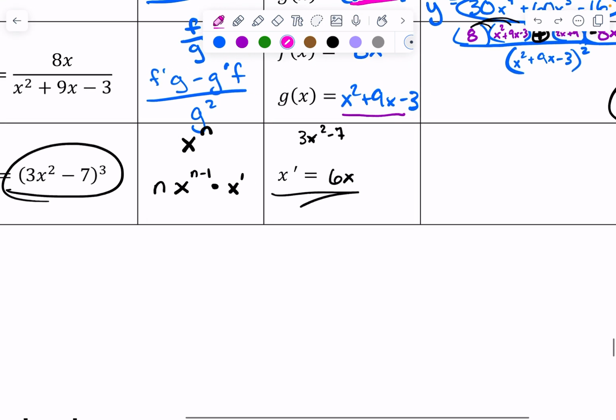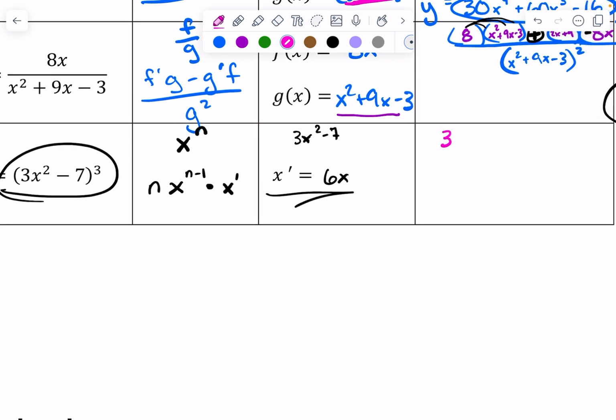All right, so here we go. The 3 comes down in front. I leave the 3x squared minus 7. But now that 3 becomes a 2 because I'm subtracting. And now I have to multiply by the derivative of this inside, which we just said was 6x. And the only thing I do to fix it is I take this times this.